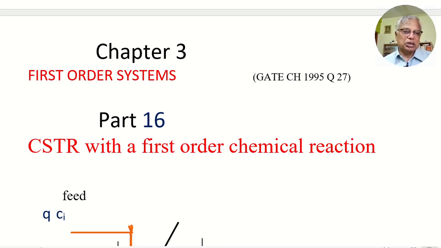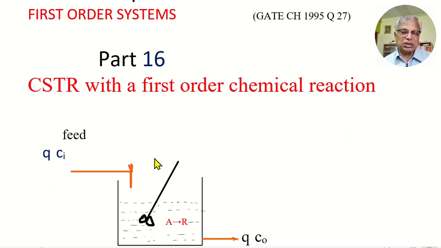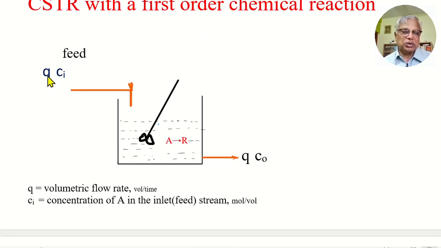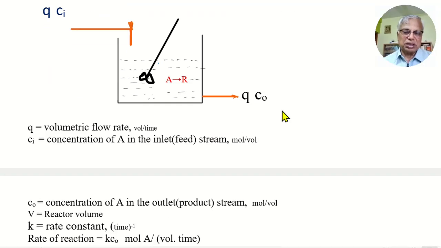Well, so a first order reaction is taking place in a CSTR with a constant volumetric flow rate. Q represents the volumetric flow rate, both inlet and outlet. We are going to assume that the volumetric flow rate is constant, and only the concentration of component A in the inlet, Ci, and the concentration of A in the outlet, C naught, may change at unsteady state.